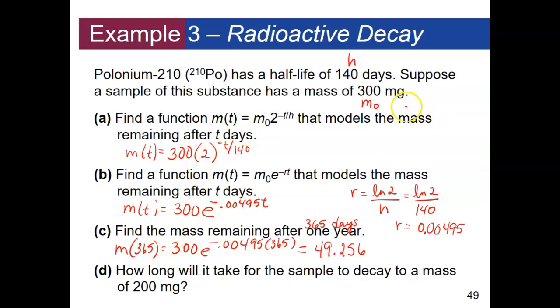365 days. So we start with 300 milligrams and we have a half-life of 140 days. So after 140 days, we'd have 150 milligrams left. And then we want to go all the way to 365 days. So this looks like very much a reasonable answer we would expect for that amount of time to pass.